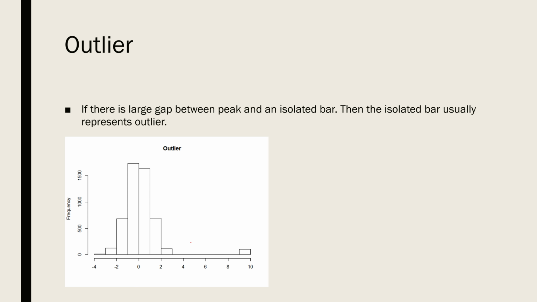an outlier. So this is what I mean by a large gap. And this is what I mean by an isolated bar. If the isolated bar appears, it usually means there is an outlier in your data set. Outlier means this number is much larger or smaller than the other numbers in your data set.